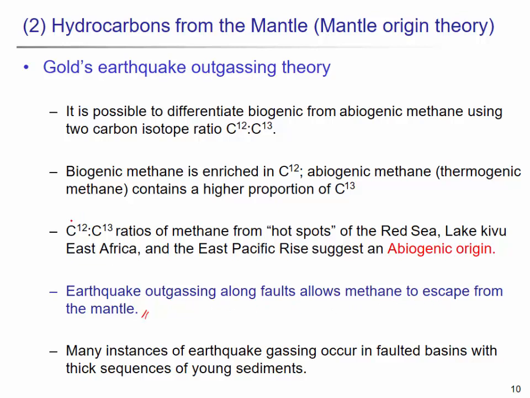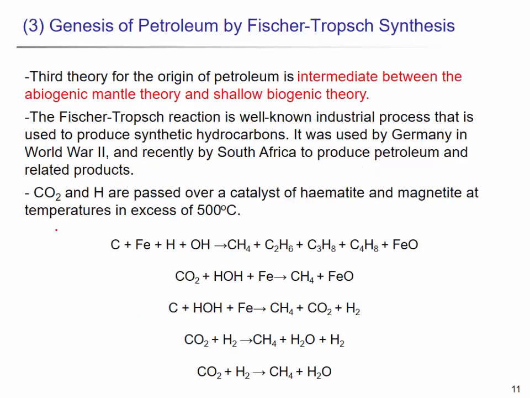And it has been found that there are some spots with abiogenic hydrocarbon, like hot spots, such as mud volcanoes, where very actively thermogenic hydrocarbon is seeping out. So the outgassing theory, in some sense, makes sense. It's one of the theories explaining the abiogenic hydrocarbon. And the last one is the intermediate between the abiogenic mantle theory and the shallow biogenic theory.